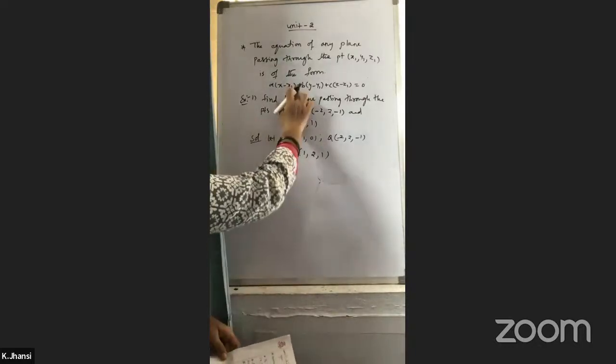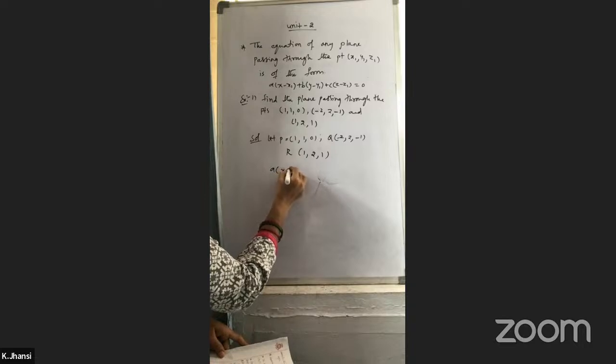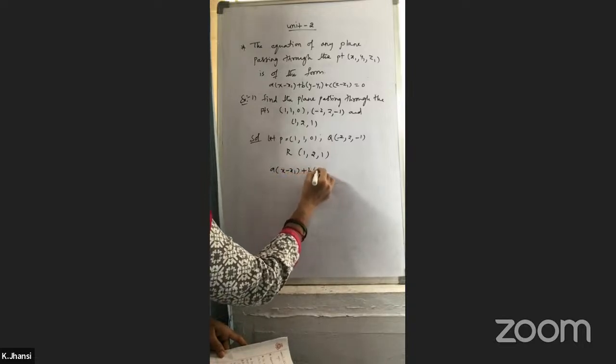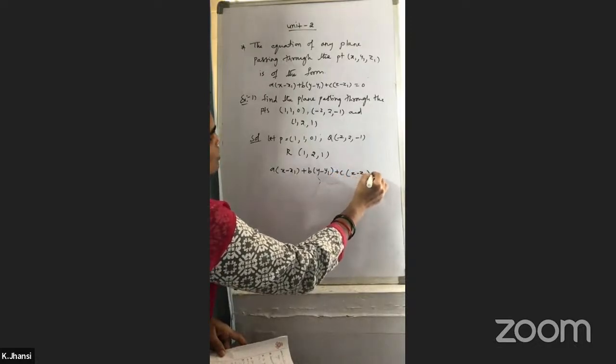Okay, so now the equation is this one. The equation of a plane passing through any point is that one. So you take that equation, that is a(x - x1) + b(y - y1) + c(z - z1) = 0. You take this as equation 1.